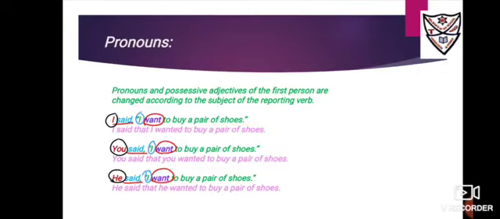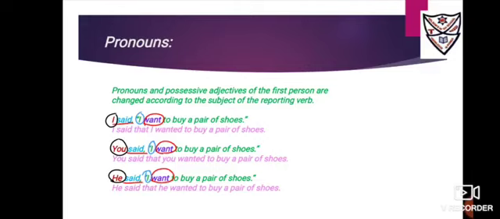Come down, children. You said, "I want to buy a pair of shoes." So "said" is the reporting verb, underline it. "Want" is the reported verb, circle it. Change simple present to simple past. So "want" becomes "wanted." Okay. This is the first step.